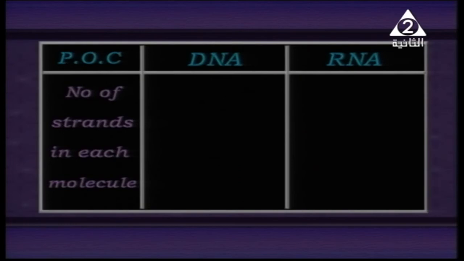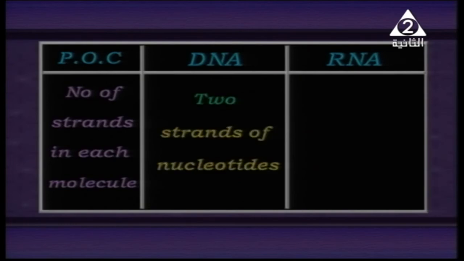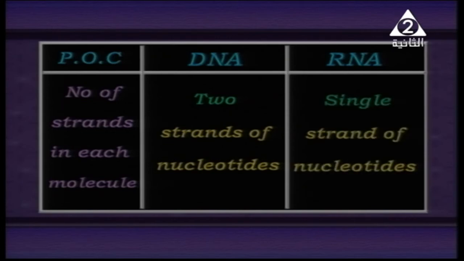Number 3, number of strands in each molecule. DNA consists of 2 strands of nucleotides, and RNA consists of a single strand of nucleotides.